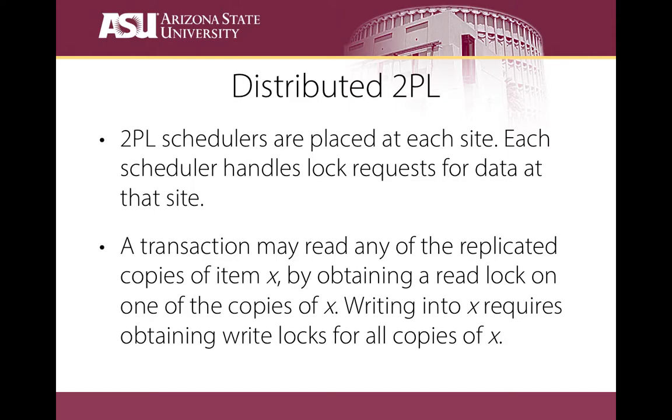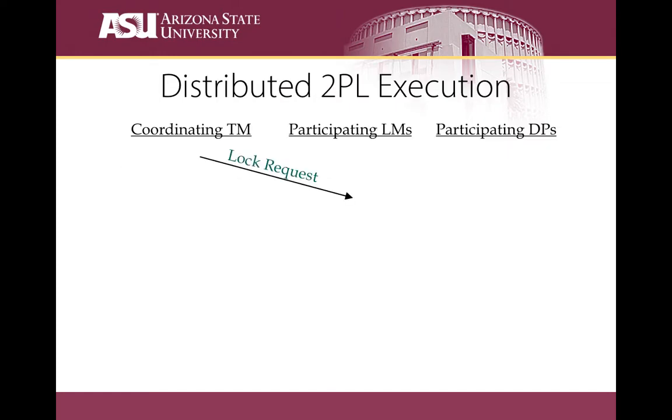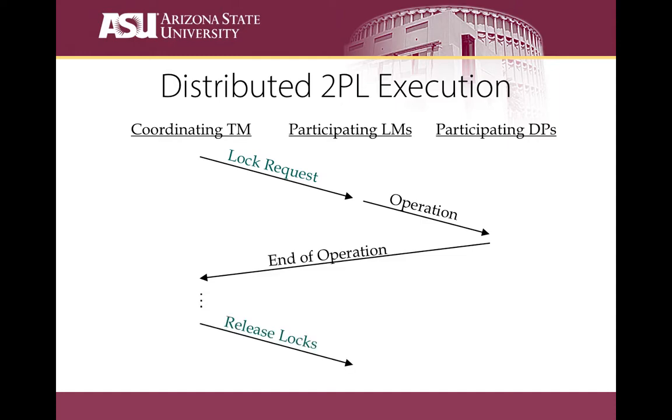Another technique is called distributed two-phase locking. In distributed two-phase locking, the only difference is that you still have a coordinating transaction manager, fine, and you have distributed lock managers. So one transaction manager for a specific transaction, but for each site, each data processor, you have a lock manager for this site. So in this case, what happens?